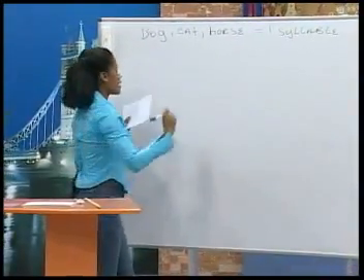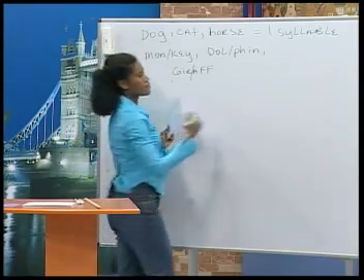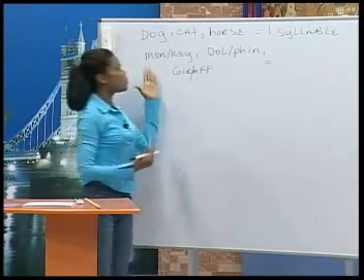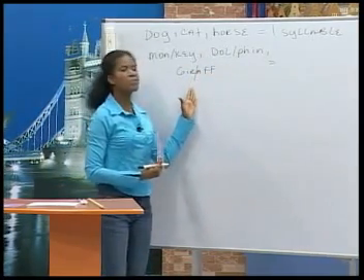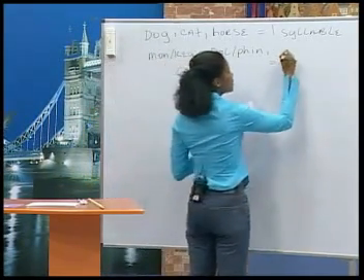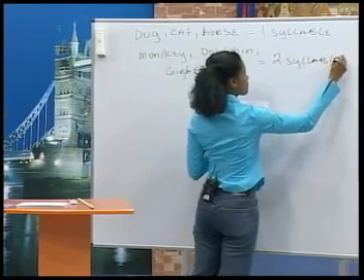But if we say, next examples, monkey or dolphin or giraffe, we hear two vowel sounds. Okay? Monkey, dolphin, giraffe. So we call these two syllable words.